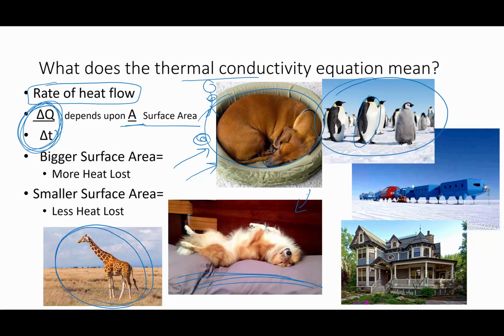Something like a giraffe that has long limbs, long neck, long skinny tail. All of these things are designed to dissipate heat because giraffes evolved in hot equatorial parts of our planet. You can also see this in building design.